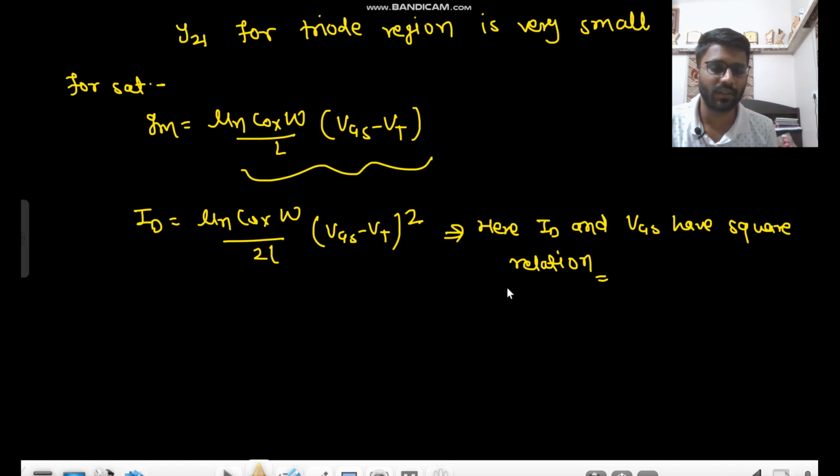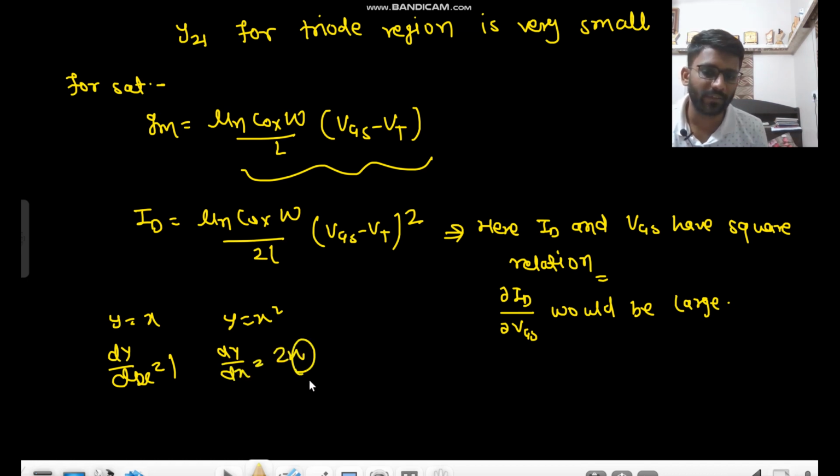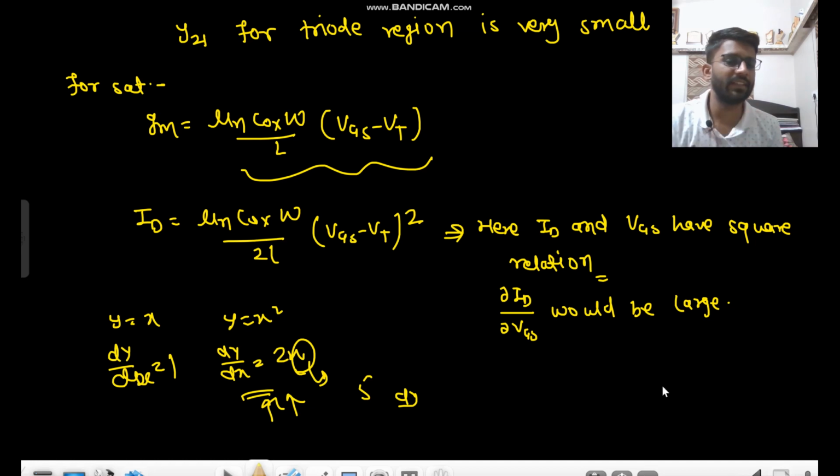So del ID and del VGS would be large, right? Like if y equals x, then dy by dx would be equal to 1 only. If y equals x square, then dy by dx would be equal to 2x. Then if x varies, dy by dx will keep on increasing. For x equals 5, dy by dx will be 10. So if ID and VGS have a square relation, del ID upon del VGS would be large.